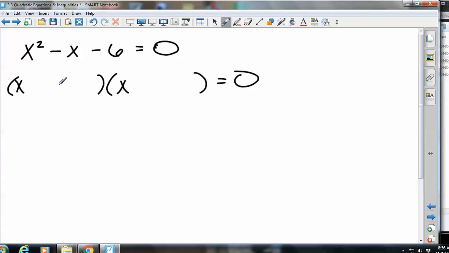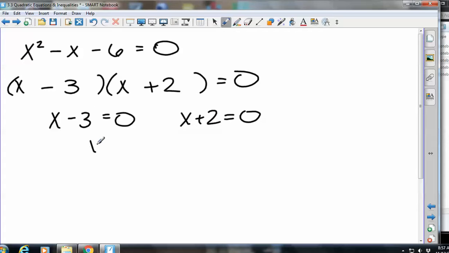What multiplies to -6 and adds to -1? Okay, and then what would you do? Set them both to 0. So we get 3 and -2.